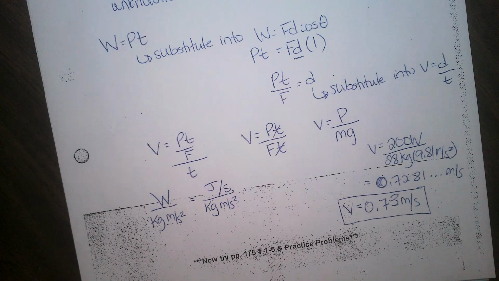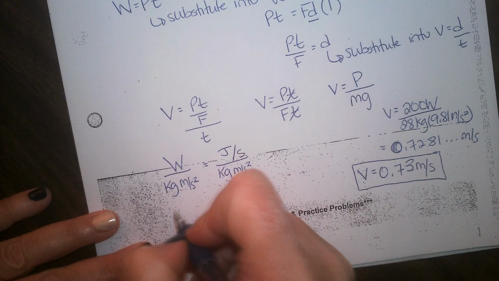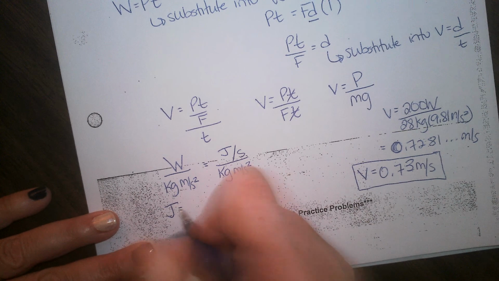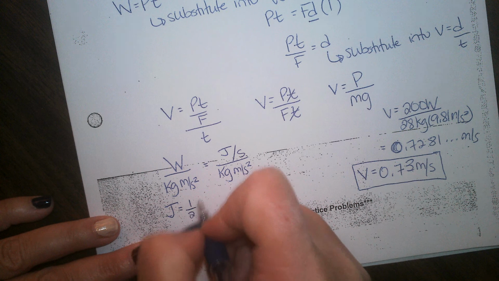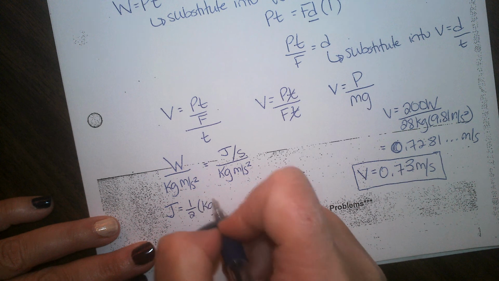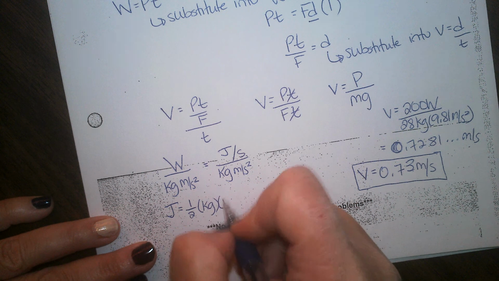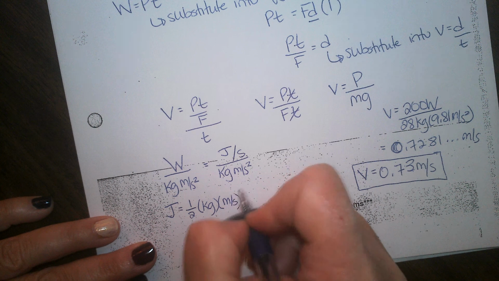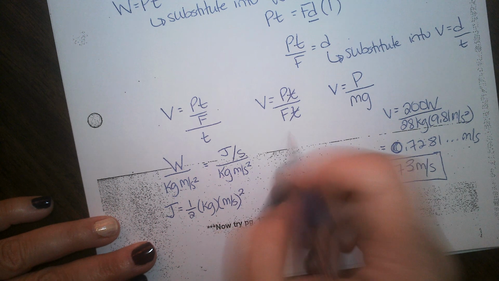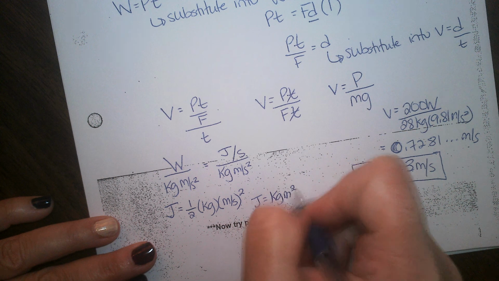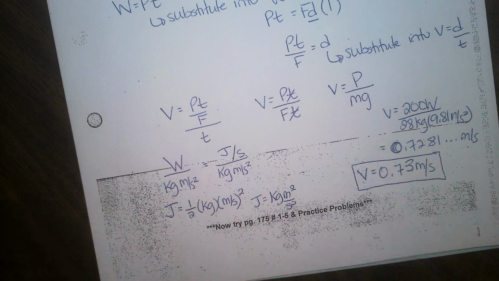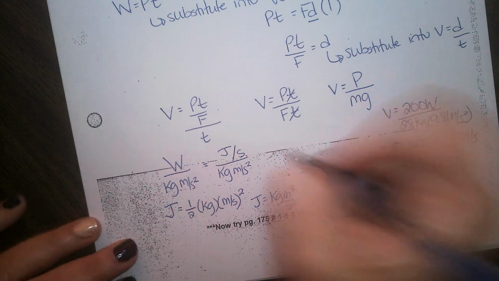A joule is what? Let's look. A joule measures energy, right? And the formula for an energy is 1/2 times kilograms times meters per second squared, which means that a joule is a kilogram meter squared per second squared. That's what a joule is.